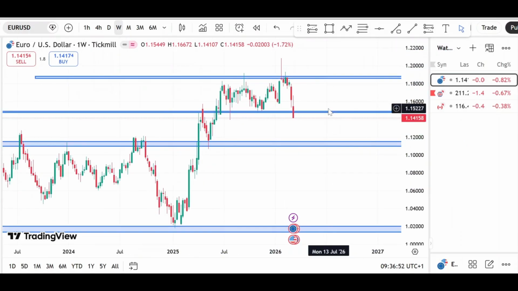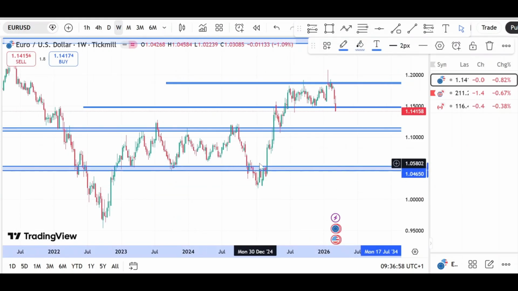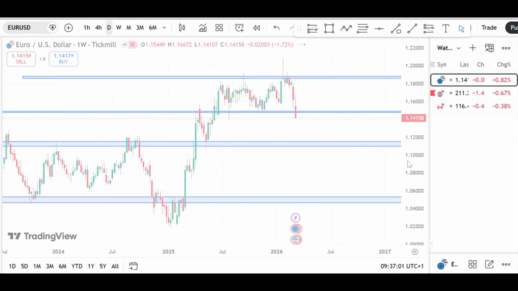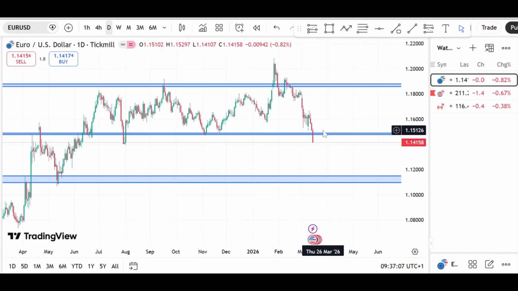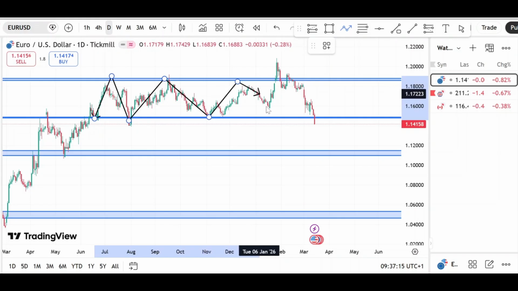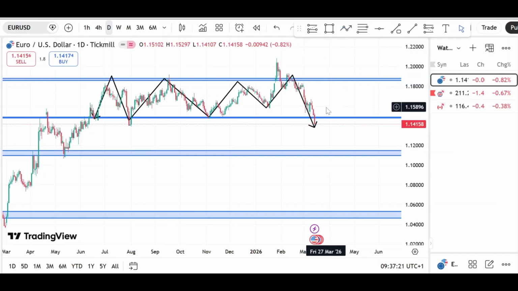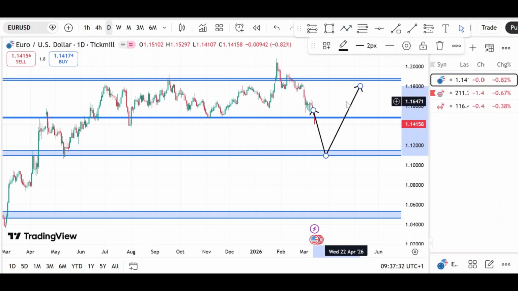So let's go to the daily time frame to see what's going on. As you can see, that's what I was saying. We have been in a consolidation zone or in a range. Even here on the daily time frame it is very clear, but the sellers have managed to break the daily support. So let us see if the sellers are strong enough to keep moving in order to test this monthly support before moving upward.